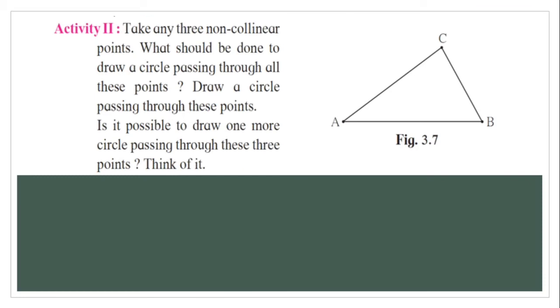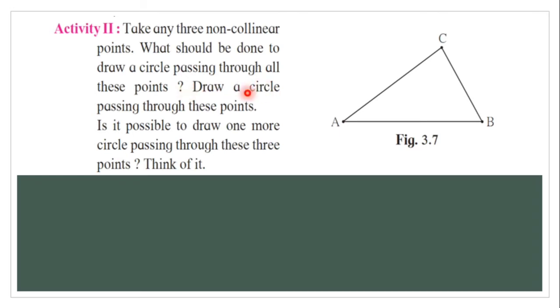Now the next activity is to take any three non-collinear points. Non-collinear points means they are not on one line. So what should be done to draw a circle passing through all these points? We will see. First of all, we will draw the perpendicular bisector of segment AB. Then we will get one line. Next, we will draw the perpendicular bisector of BC. Again we will get one line here. Then we will get one common point, and with the help of that common point we will draw the circle, taking it as the center.